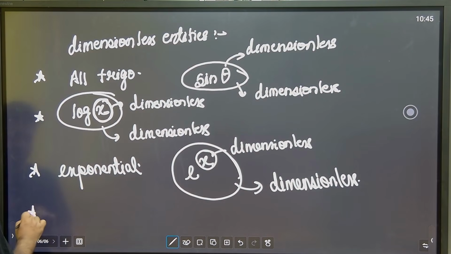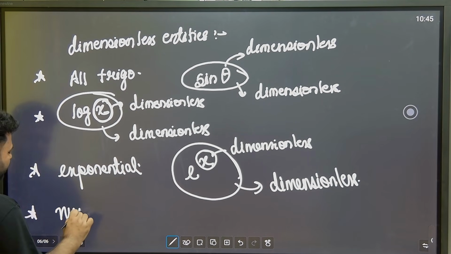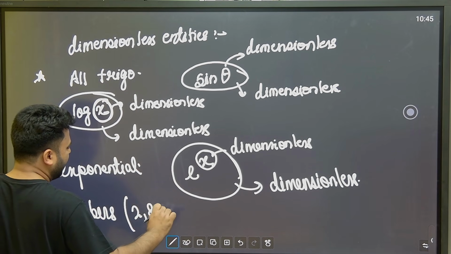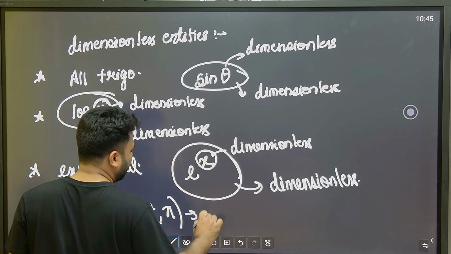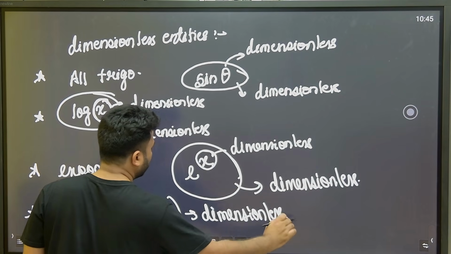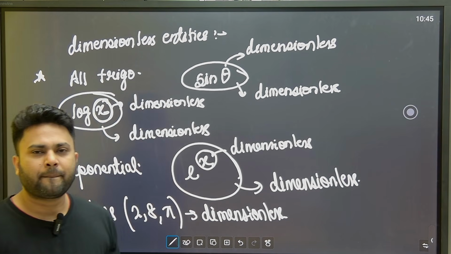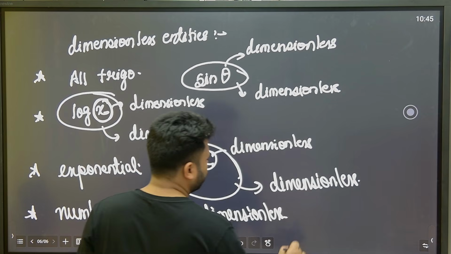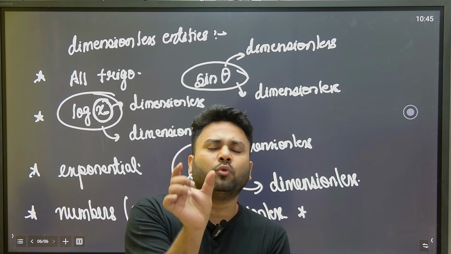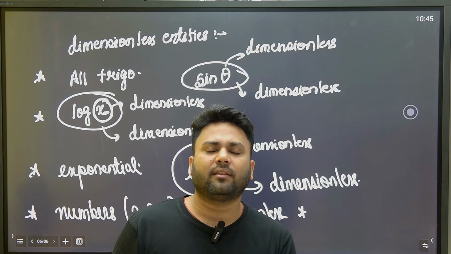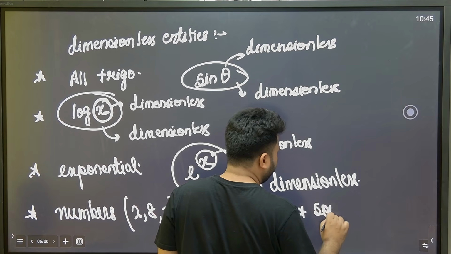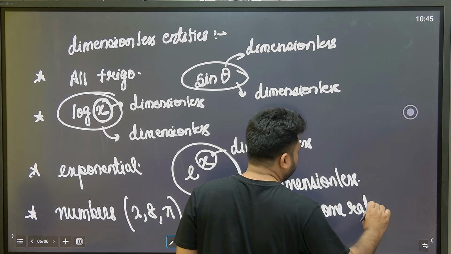Next, any constant numbers, any numbers you see, like 2, 8, pi, these are also dimensionless. Some ratios of the same dimension, ratio of two quantities having the same dimension. For example, see, some ratios I am writing. You have to be careful.